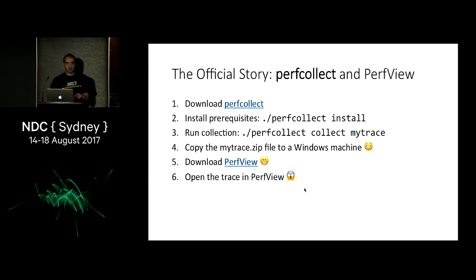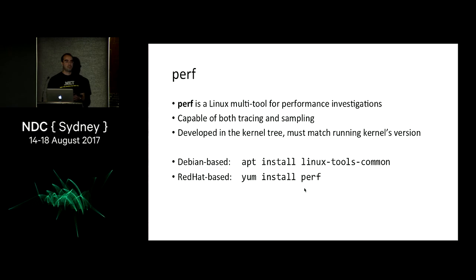And we're not going to be going with the official story, because what the perfcollect script actually does is not that complicated, and we can totally replicate parts of this ourselves. So we'll be using perf. And perf is what perfcollect uses as well. Perf is a Linux tool for performance investigations. It's not .NET Core specific at all. It's just the go-to tool on Linux if you have any kind of performance investigation to do.